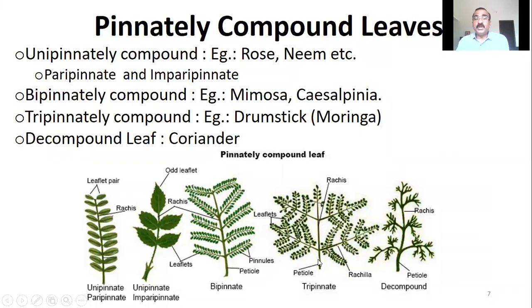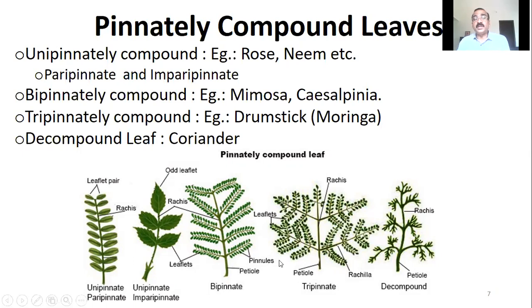So primary rachis, secondary rachis, that's the first branch, and the secondary rachis is divided again, tertiary branch, and the pinna are arranged on these second branches, not the first branch, second branch. So if the rachis is divided twice, 2 times, and the pinna are arranged on the second branching of the rachis, then such type of pinnately compound leaves are called as tripinnately compound.